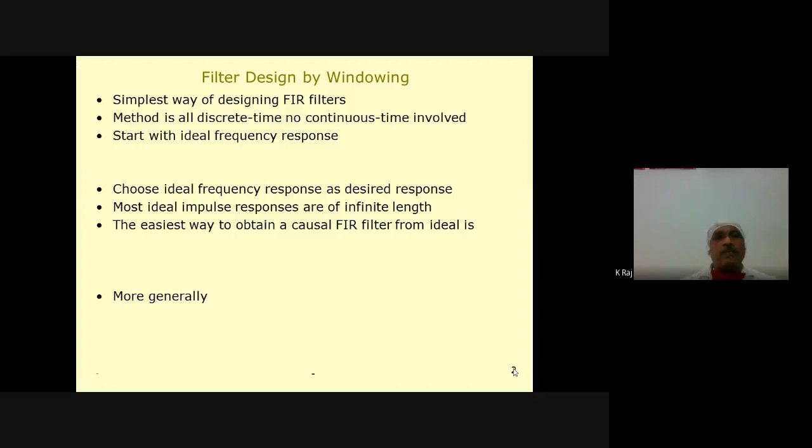the FIR filter. As we know, the simplest way of designing the FIR filter is the windowing method, and this method is used for all discrete time; no continuous time will be involved in this discussion. We will start with the ideal frequency response, given as Hd(e^jω) equal to the sum from n equal to minus infinity to plus infinity of hd[n] e^(-jωn), and hd[n] is the inverse Fourier transformation of the ideal frequency response Hd(e^jω) in the range of minus pi to pi.